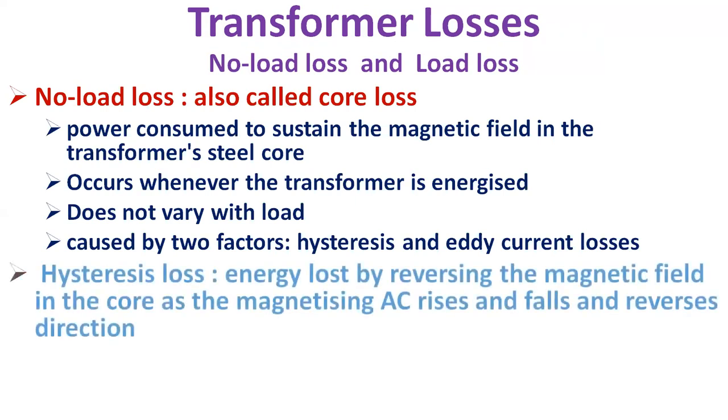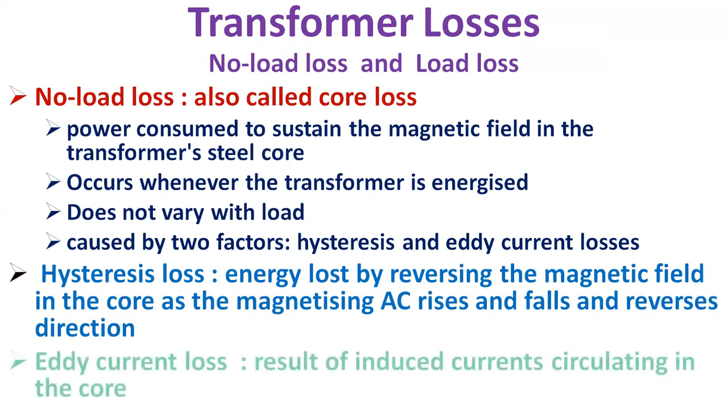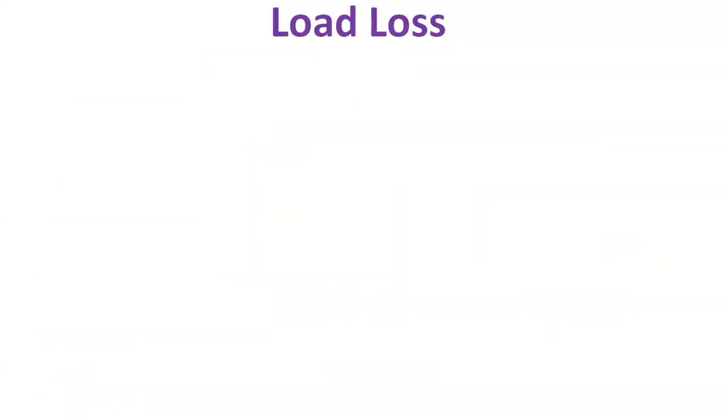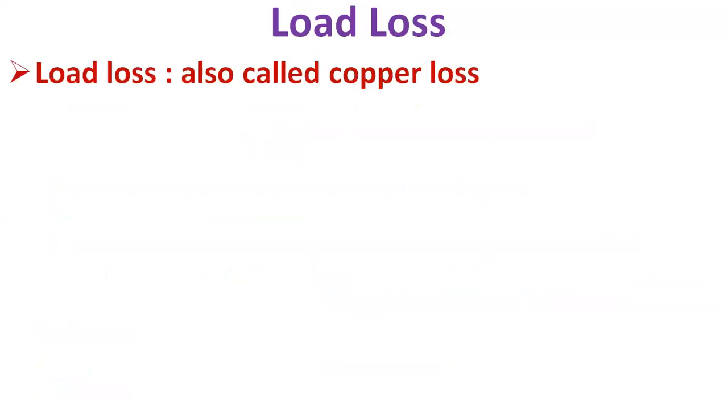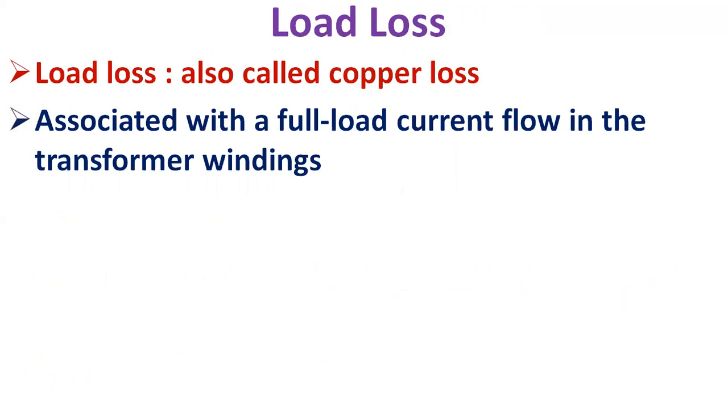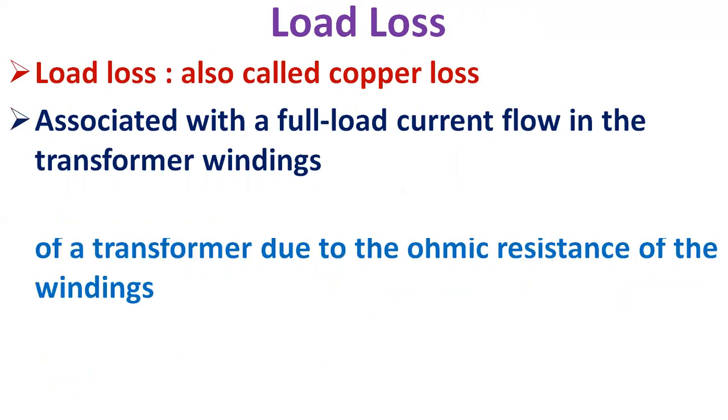Hysteresis loss is the energy lost by reversing the magnetic field in the core as the magnetizing alternating current rises and falls in the reverse direction. Eddy current loss is a result of induced currents circulating in the core. And the load loss, also called the copper loss, is associated with a full load current flow in the transformer windings.